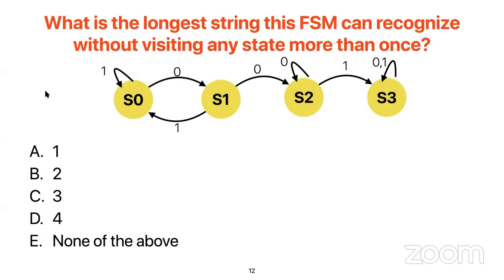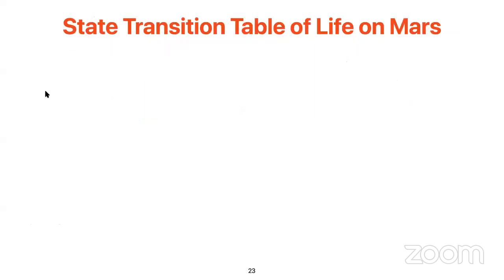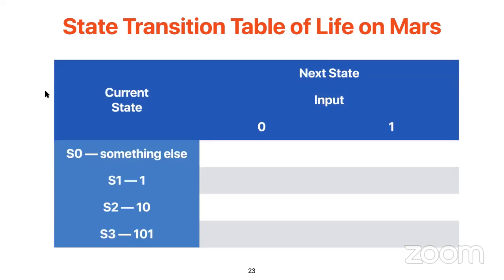How many states? Oh, we're not merging it. 4. All right, so how many states do we need without merging? It's 4. Okay, so let's draw it. We now have S0, S1, S2, S3.